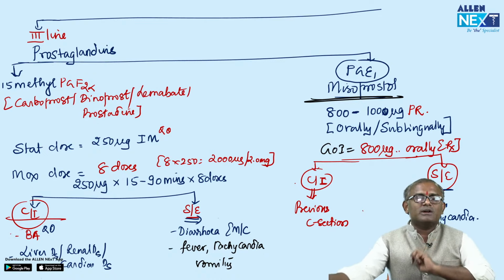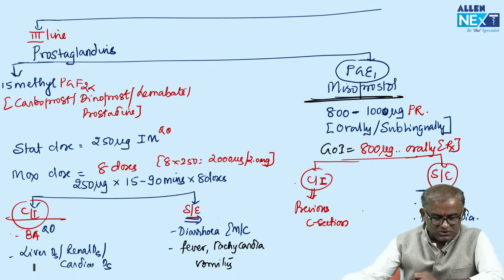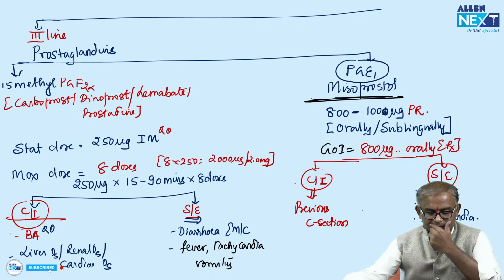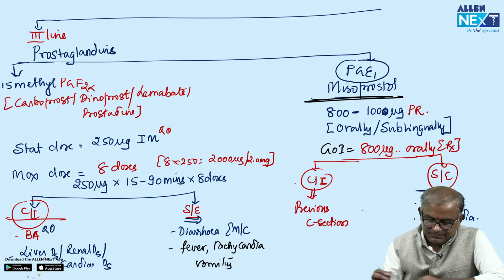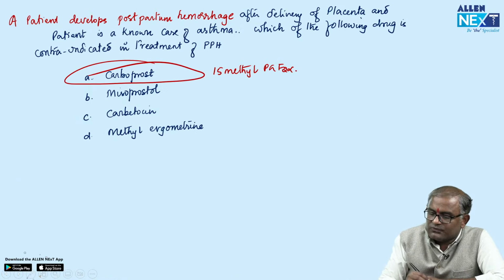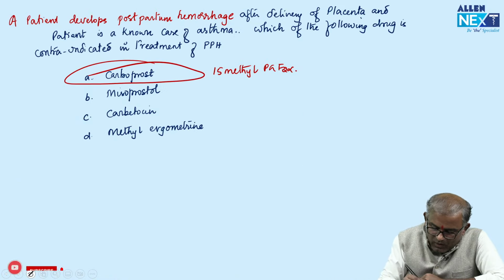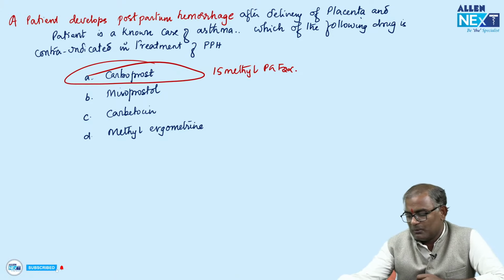So these are the few golden points on uterotonics. Is it clear? Dear doctors, is it clear? Any doubt? So when a patient is a known case of asthma, what is to be avoided? It is carboprost.